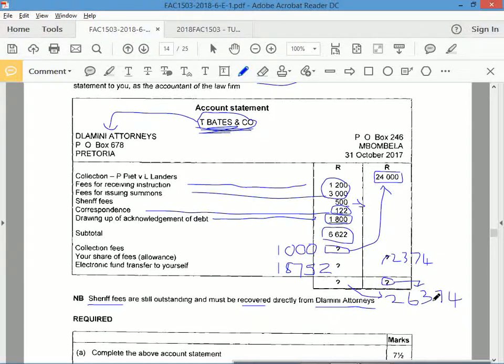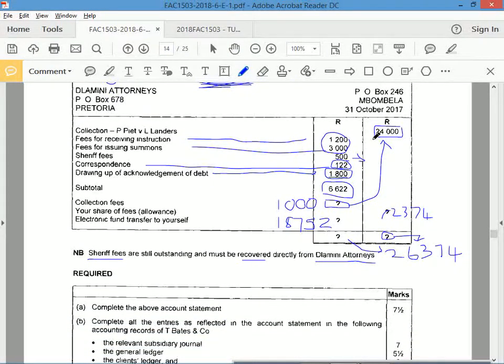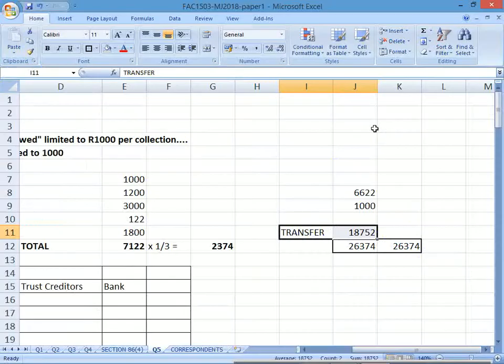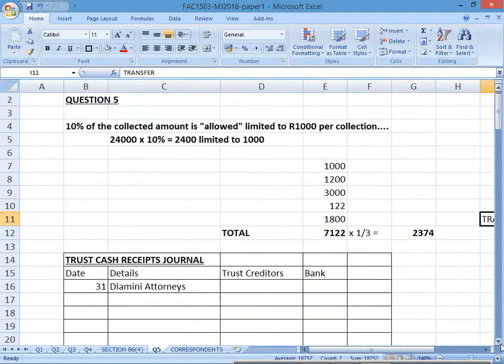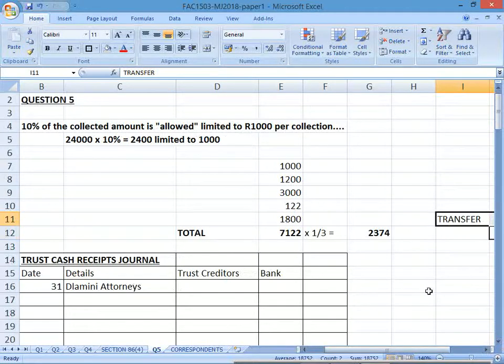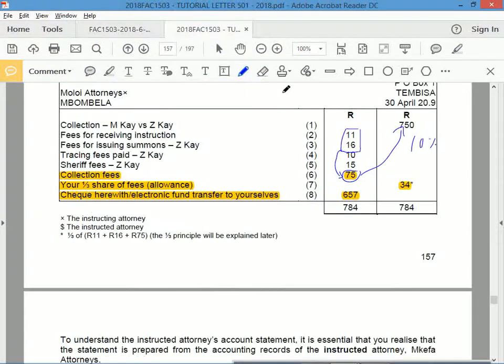Then we need to take those figures and post them through to our journals. Collection is obviously the receipt. If you're receiving 24,000, that's going to come to the business. Let's record those things in. I just want to refer back to this. There's the 750, that's the amount that you receive. Then you've got fees for receiving the instruction. These are all fees, and then you've got the third.